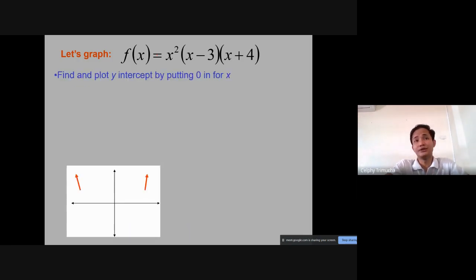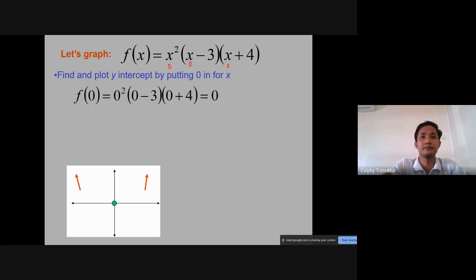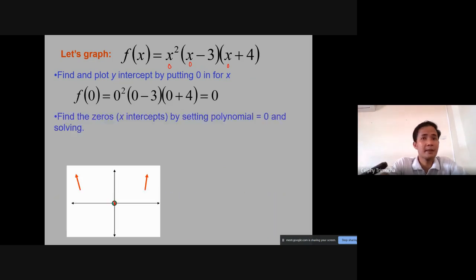Next, himuon naton is to plot the y-intercept by putting 0 in for x. Tanatan nga x, butangan ta 0. So, we have 0, this will be 0. So we have negative 3 times 4 times 0. So 0 times negative 3 times 4 will be equal to 0. So both silingon, aton nga y-intercept is at this point when we have the x-axis. Okay?